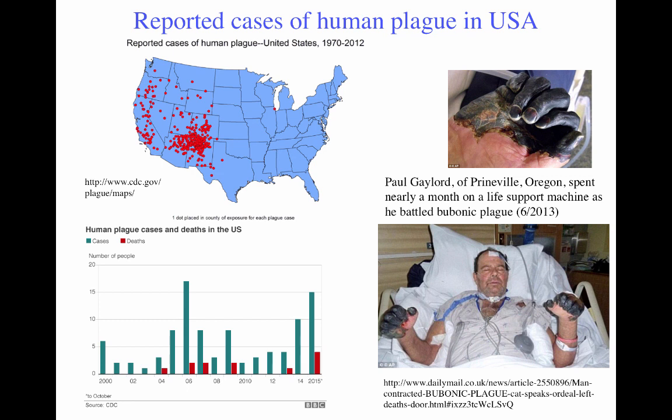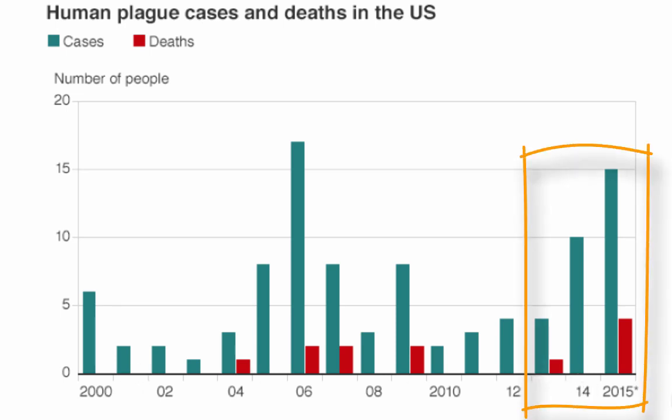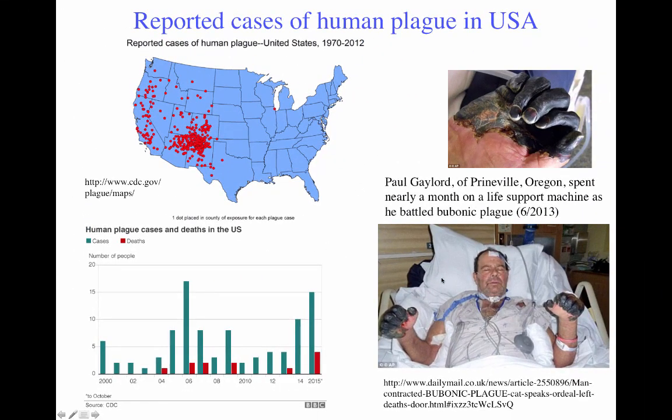Now, when we think about the United States, there have been many incidents of the plague. Since the year 2000, there have been many different cases, 15 of them in 2015 alone. Of those 15 cases in 2015, 4 people have died. So the closest one that I can remember was this gentleman over here called Paul Gaylor, from Oregon, who was apparently bitten by his cat. And his cat was in contact with some of the animals in the rural area where he lives, and he developed the plague, as you can see over here.